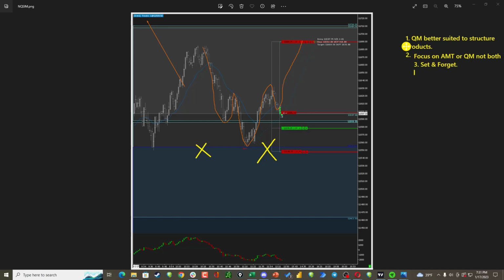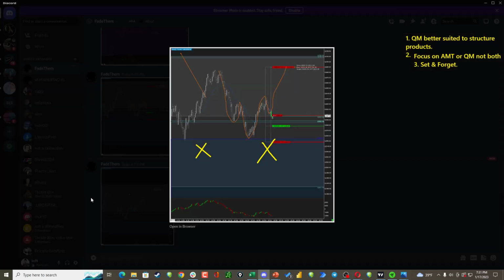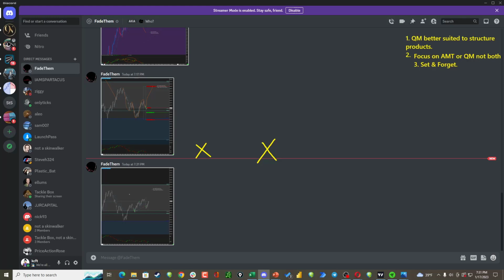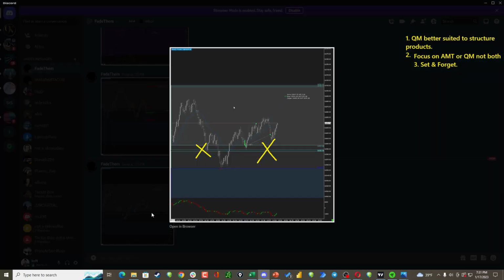What was the question? Oh, set and forget. Okay. Set and forget. No, these generally have to be managed for the first half of them, essentially. Once it gets to a certain evolving R, as people like to say, the stop needs to come up as it did here.